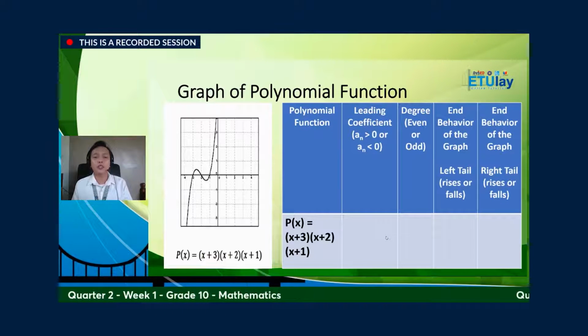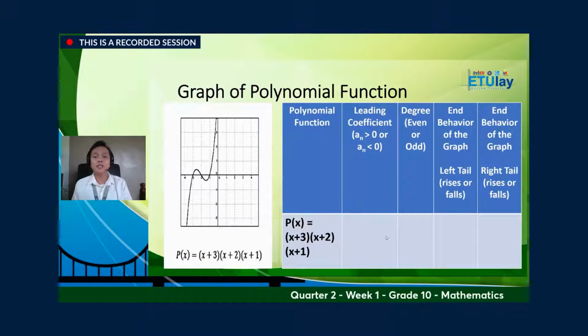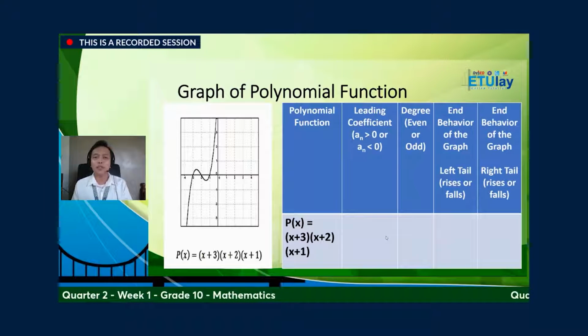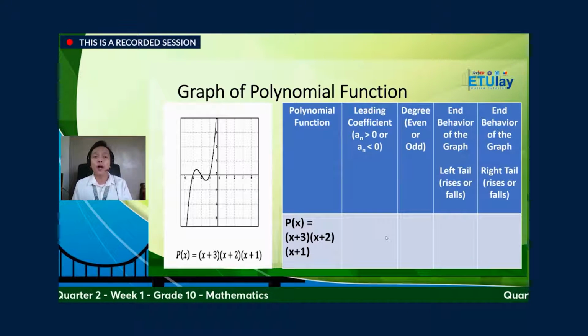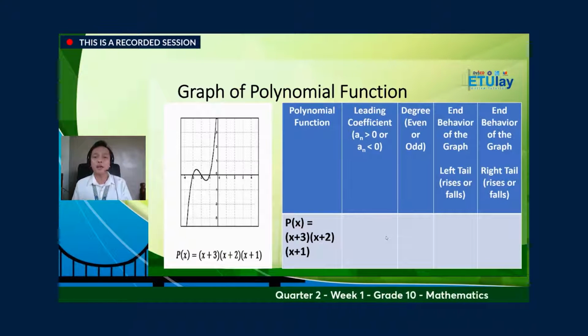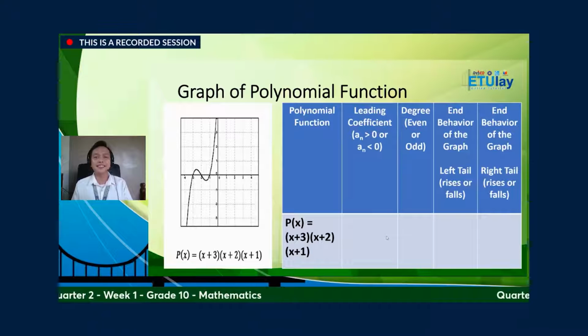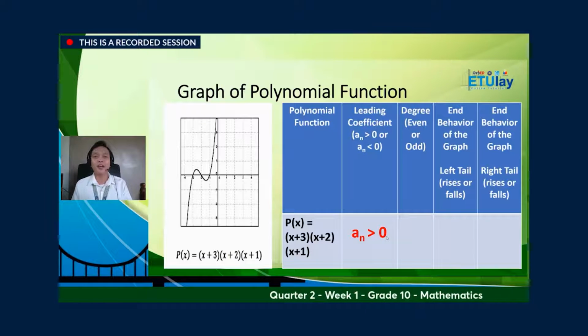So now, given the function p of x is equal to the quantity x plus 3 times the quantity x plus 2 times the quantity x plus 1, the leading coefficient will be, paano nga ba kinukuha ang leading coefficient? Kapag pinagsama-sama natin lahat ng terms, yung ating minultiply na natin yung quantity x plus 3 times quantity x plus 2 times quantity x plus 1, kung ano ang coefficient ng ating degree of polynomial o yung pinakamataas na exponent na meron sa ating function, yun ang ating magiging leading coefficient. On this given, the leading coefficient is greater than 0 dahil ang sagot ay 1.